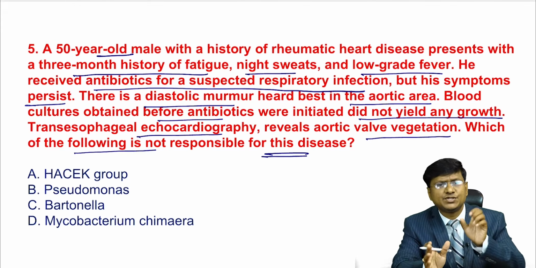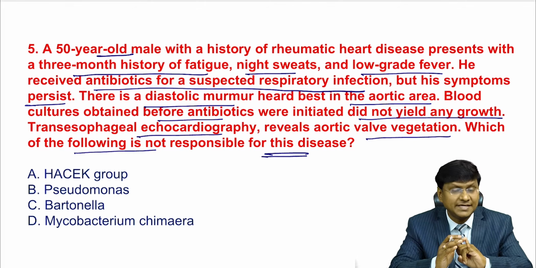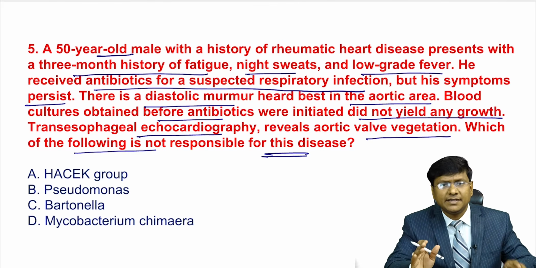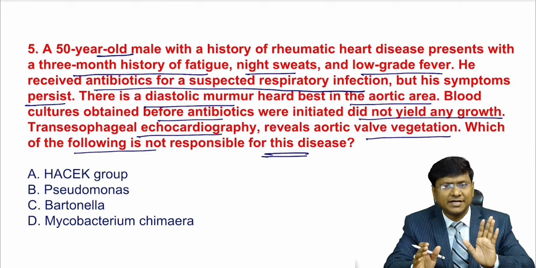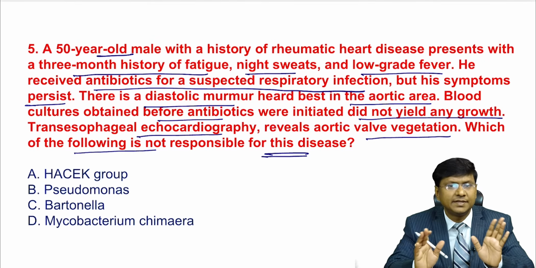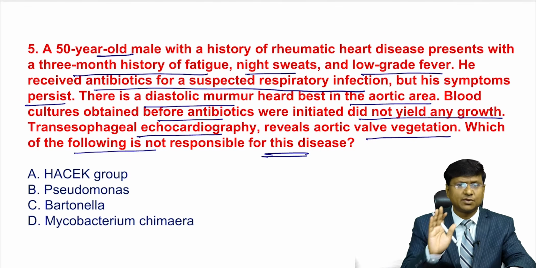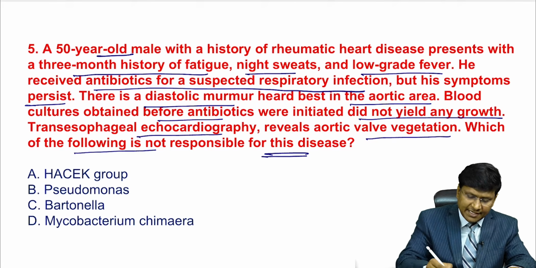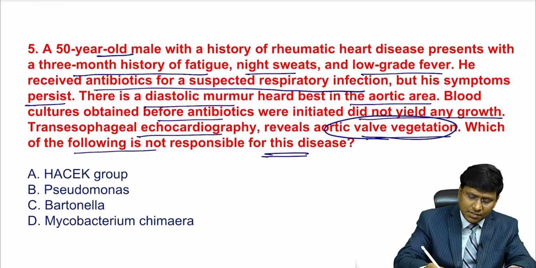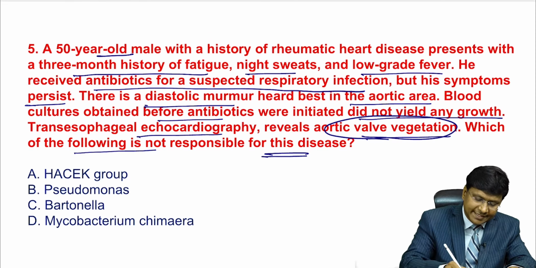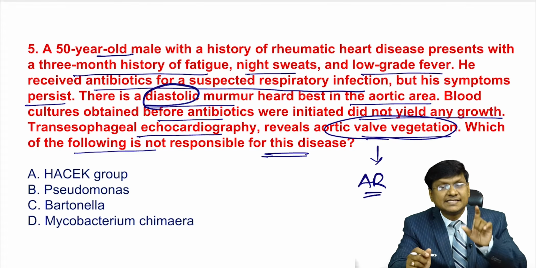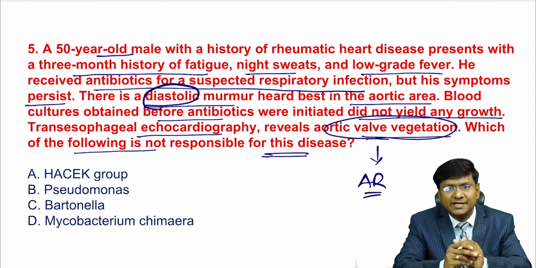So the individual has a history of rheumatic heart disease, presenting with a 3-month history of fatigue, night sweats, and low-grade fever. There is a suspected respiratory infection for which the individual received antibiotics, and there is a diastolic murmur in the aortic area. Blood cultures obtained before the antibiotics were initiated did not yield any growth, and TEE shows the presence of aortic valve vegetation. This aortic valve vegetation causing the diastolic murmur suggests that the individual might have developed aortic regurgitation, secondary to the vegetations caused by infective endocarditis.